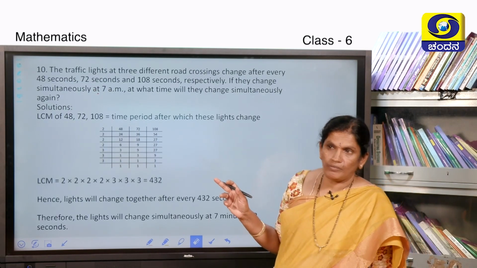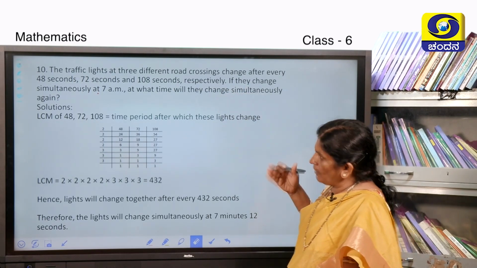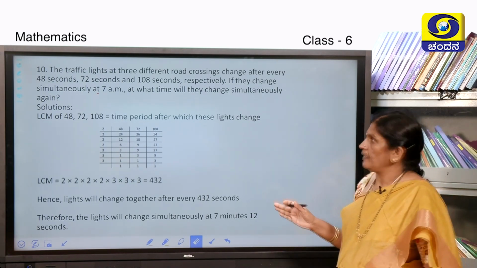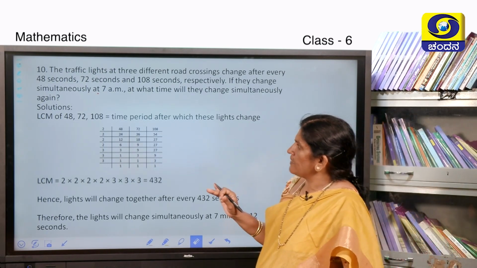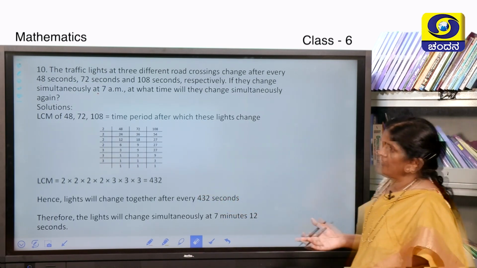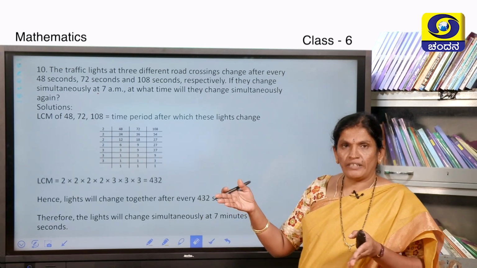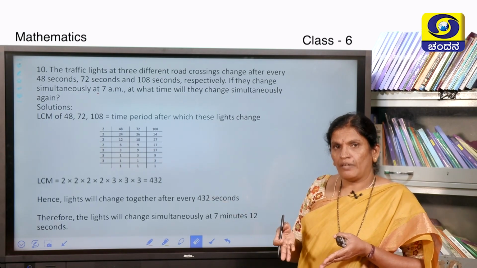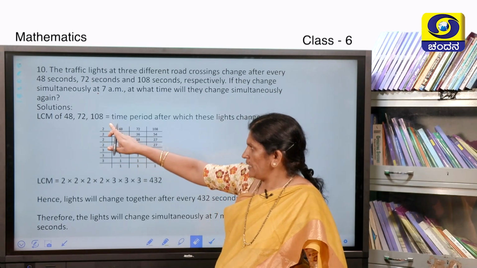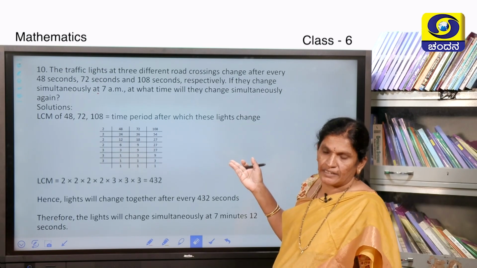Let's come to the next question. The traffic lights at 3 different road crossings change after every 48 seconds, 72 seconds and 108 seconds respectively. If they change simultaneously at 7 am, at what time will they change simultaneously again? Here simultaneously means all the 3 come at a time. So, we need to find the LCM here. LCM of 48, 72 and 108 is equal to the time period after which these lights change.